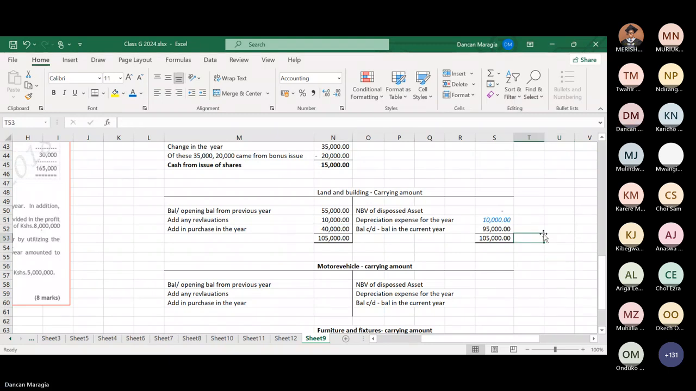Okay. And just to run forward, because I don't want to open these T accounts in the exam, maybe I could just create a formula. To get the depreciation expense, I take the opening balance from the previous year, add any revaluation that was done, add any purchases for that year, then less the closing balance for this year, and I get my depreciation expense for the year. Will that be in order? Perfectly fine.